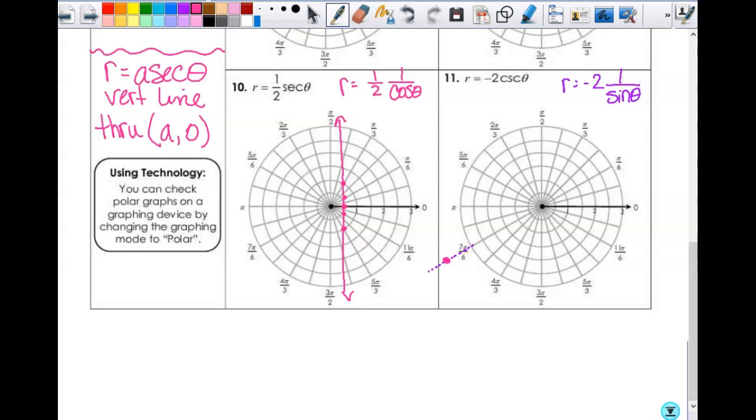What's the sine of pi halves? 1. Reciprocal of 1 is 1, times a negative 2. So here I'm going to go through to 2 on the other side, and I'm about right here. Then I can go to 5 pi 6, which I know is going to be 4 over here again. So I just need to extend my grid a little bit. And it comes out to about right there. And then I can draw that in.